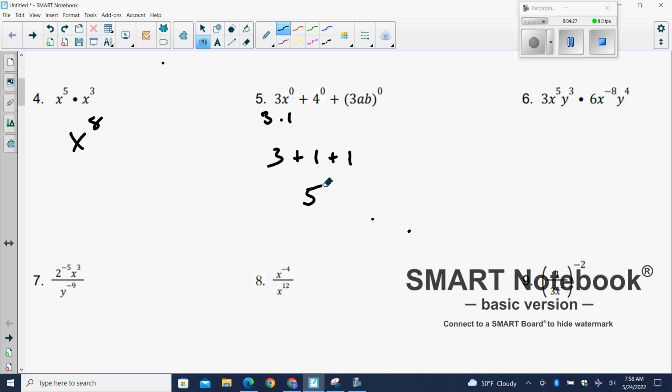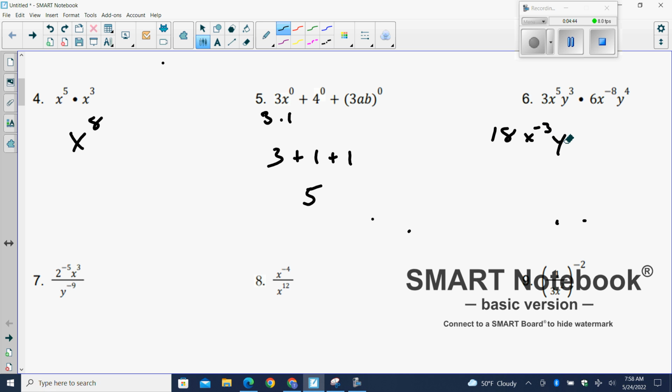All right, just like question 4, but a little more difficult is question 6. Multiply the 3 and the 6, and I get 18. Multiply like bases. X to the 5th times x to the 8th. I add my exponents, and I get a -3.